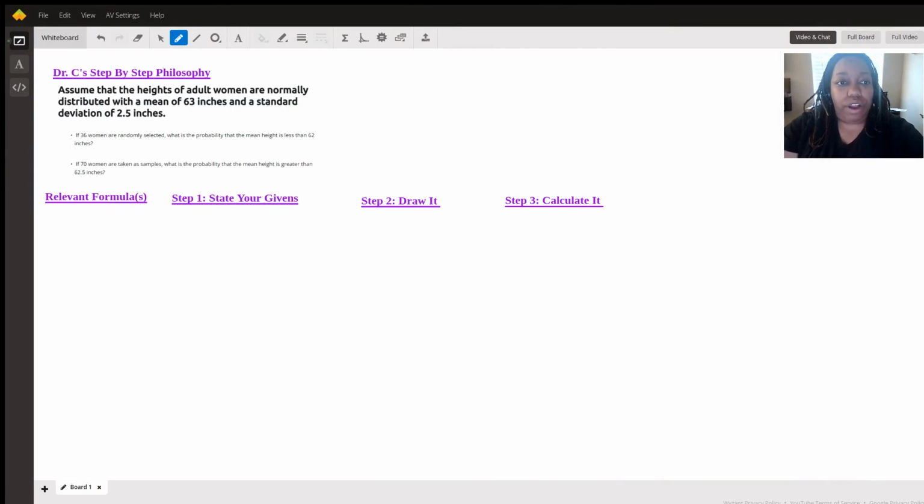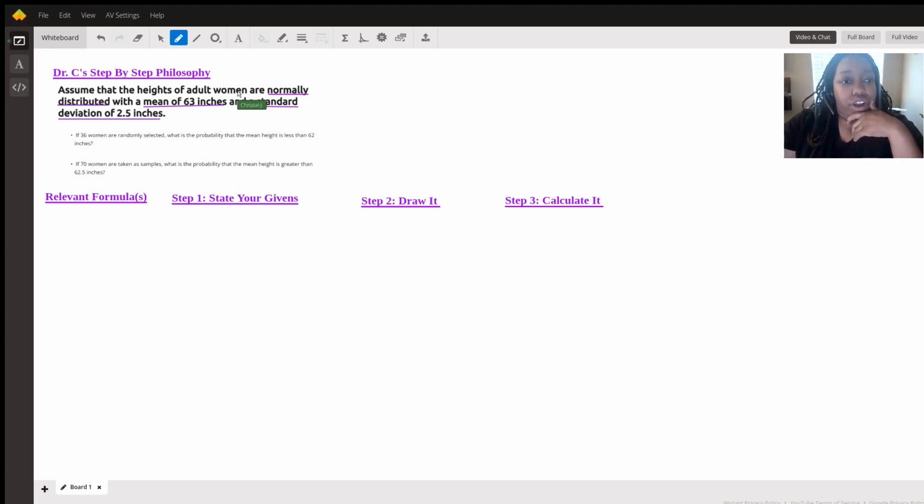Today we will be going over how to navigate word problems where we're utilizing a normal distribution. So we have a word problem here. It says the height of adult women are normally distributed, which is something that's relevant, with a mean of 63 inches and a standard deviation of 2.5 inches. Okay, so off the top, we know that we're working with a formula that's only relevant for a normal distribution.